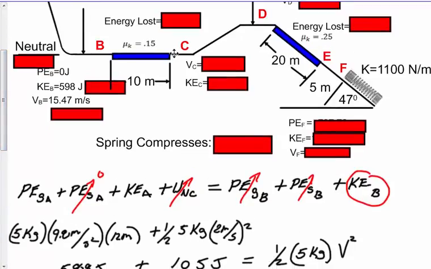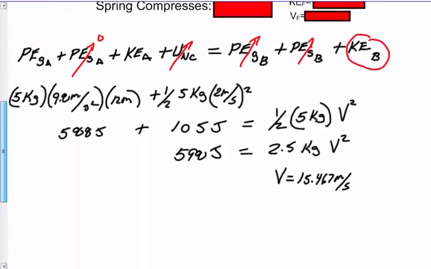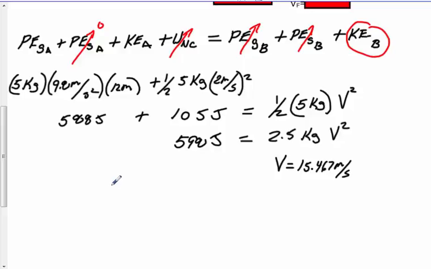So to find out what's taking place at C, we can come back down here and we know we're going to have 598 joules, because we have just kinetic energy. So that's going to be our kinetic energy. So now we're going to do the work done by non-conservative force.